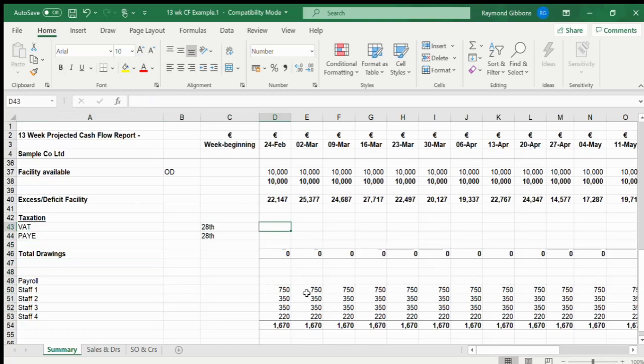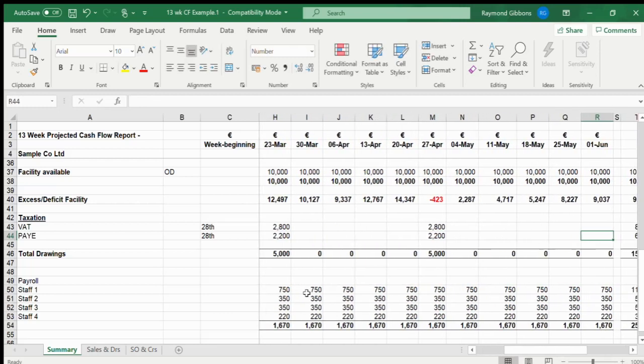And so we're going to enter these here, €2,800 and €2,200 respectively. These are paid on the 28th of every month, so we have to enter them in on the week beginning the 23rd of March and then on the week beginning the 27th of April. And then finally, we will be entering them in on week beginning the 25th of May.